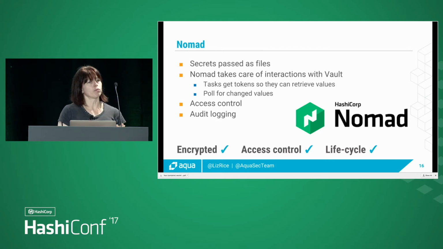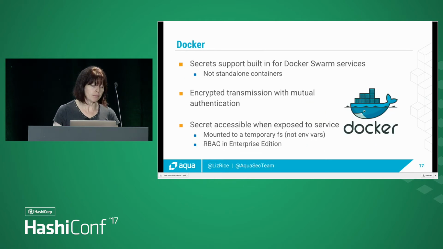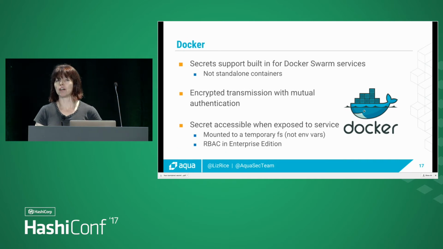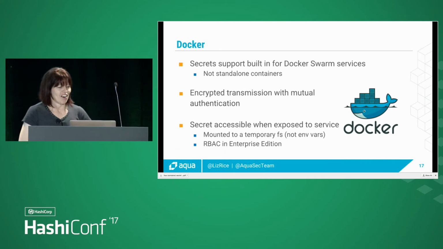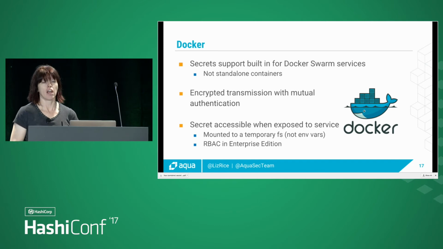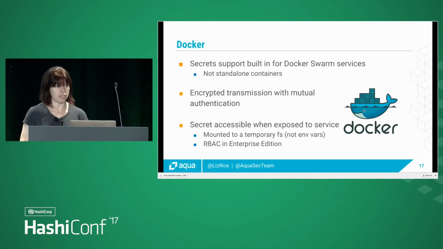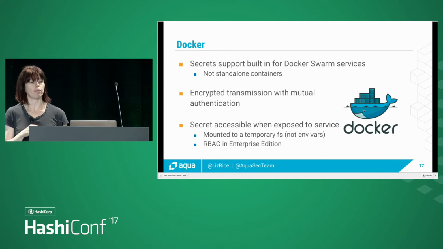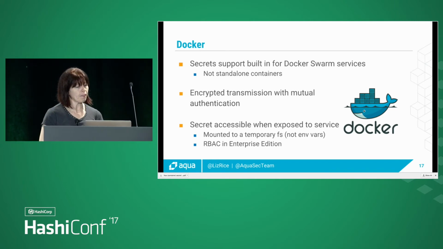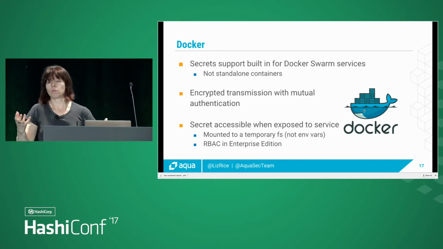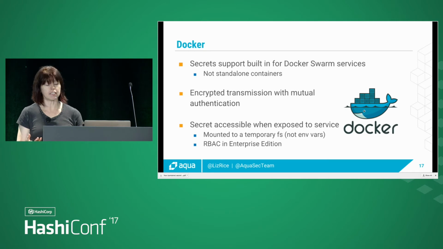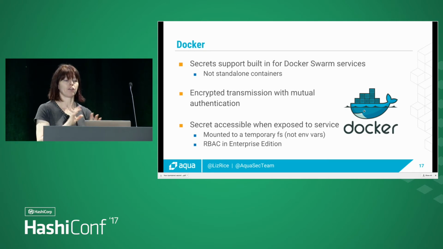But as we said, not everybody is using Nomad. Some people might be using Docker. Anybody heard of Docker? Yes, of course you have. Out of the box, Docker Swarm has some pretty nice solutions for managing secrets. It only works for Docker Swarm services, not for containers that you run by typing docker run. Swarm will set up encryption between each pair of nodes. They're mutually authenticated. This all happens without you having to do a single thing out of the box, so it's very nice and easy to use.